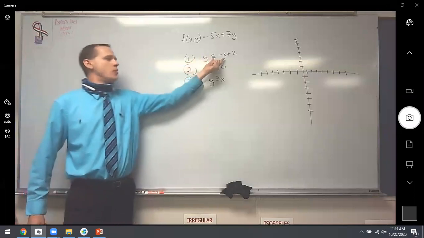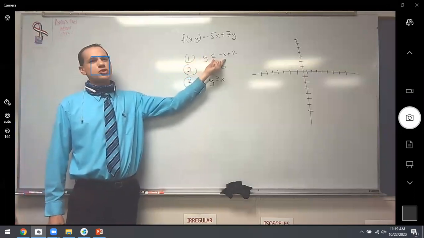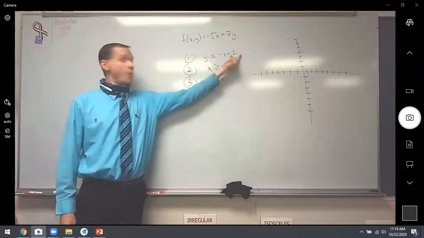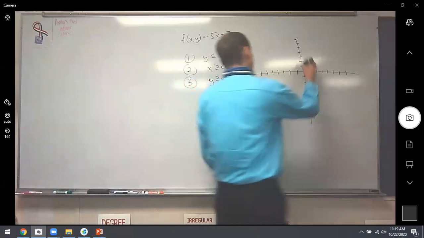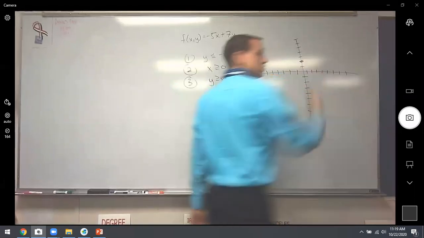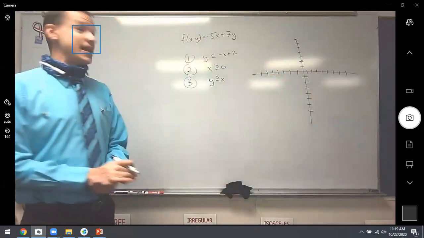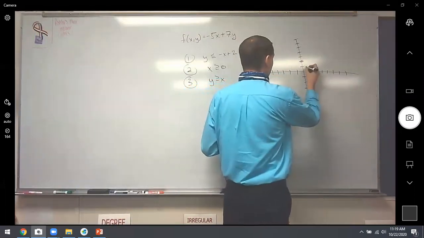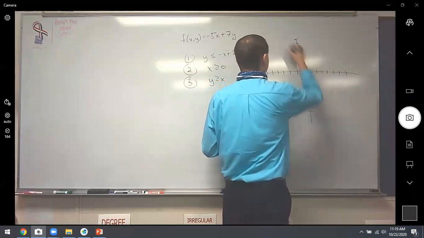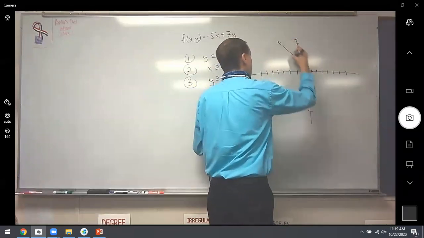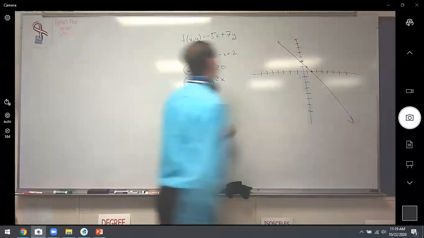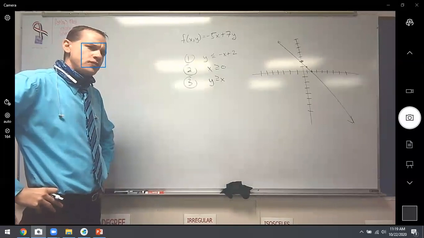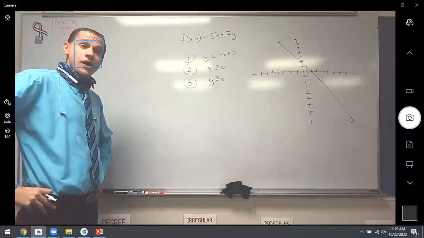So right off the bat, number 1, y is less than or equal to negative x plus 2. Well, negative x plus 2, what's that look like? It's a line. You should know that from Algebra 1, and we studied it already. The y-intercept's 2, right? So it starts up here, at 2. And it's going to have a -1 slope, meaning it goes down 1 every time I go over 1. So down 1 over 1, down 1 over 1. And it's a less than or equal to, so it's a solid line. That's what that one looks like, which we'll be shading below, correct?